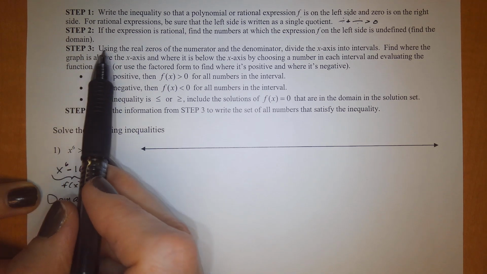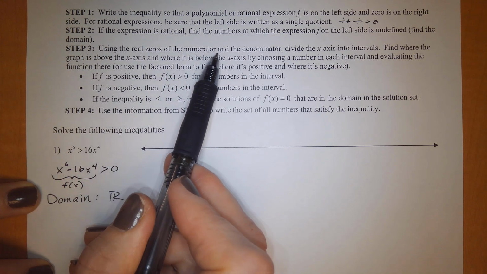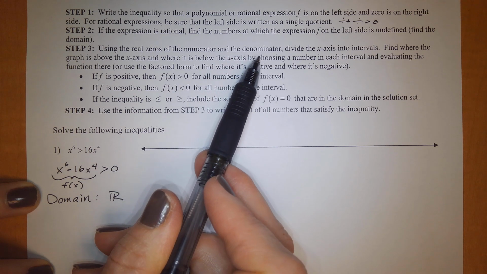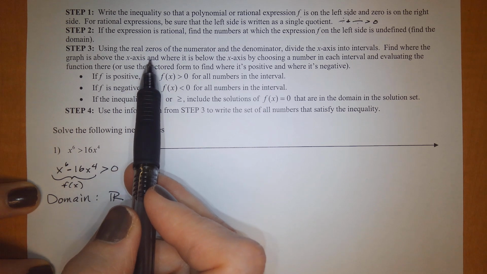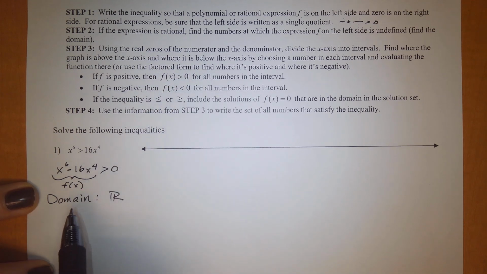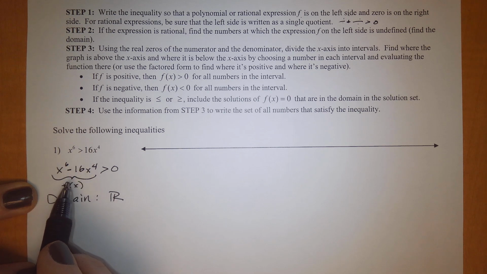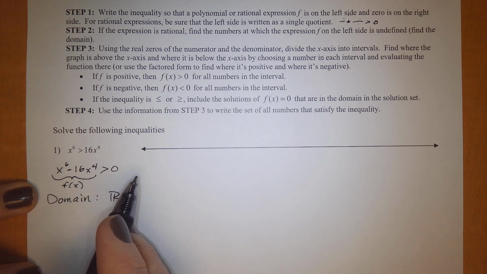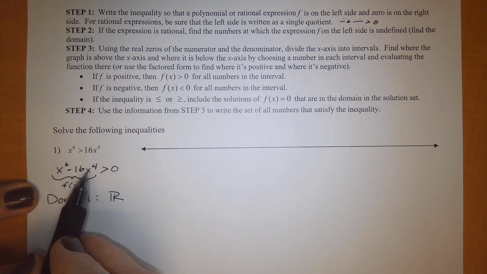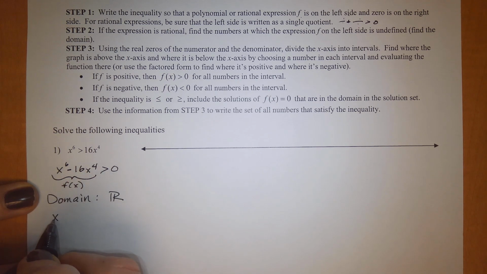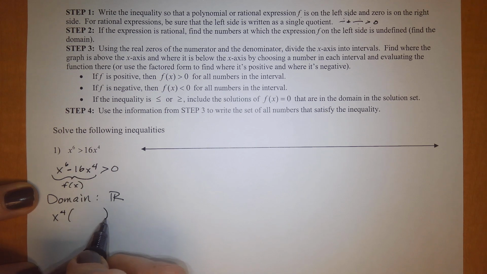Step 3. Find the real zeros of the numerator and the denominator and divide the x-axis into intervals. Find where the graph is above and below the x-axis. So the first thing we're going to do to find the zeros of this particular graph is factor it and find where this actually equals 0. These have a greatest common factor of x to the fourth power. So when I pull that out, I'm left with x squared minus 16 is greater than 0.